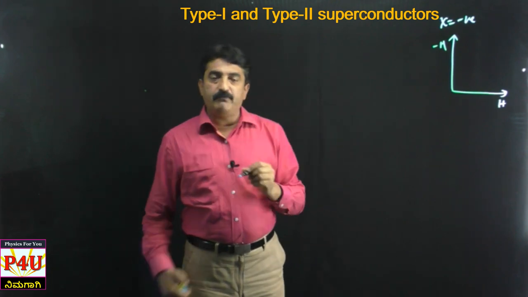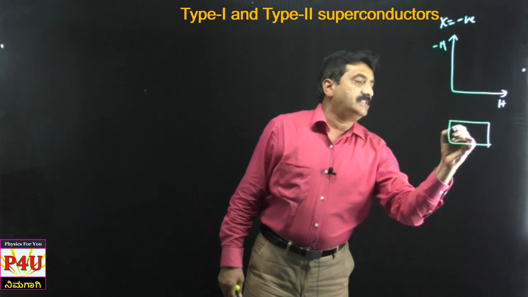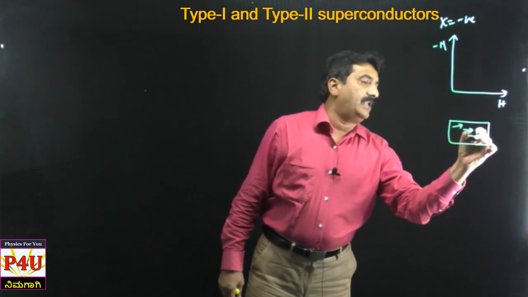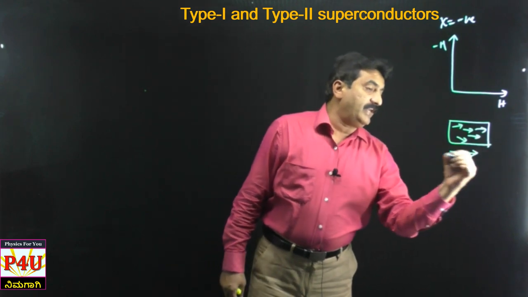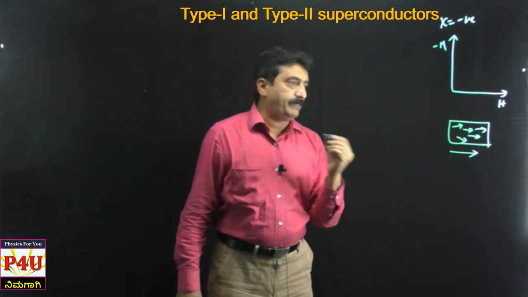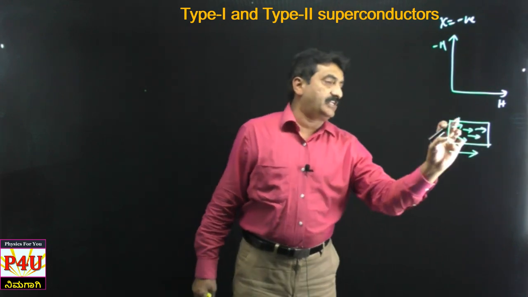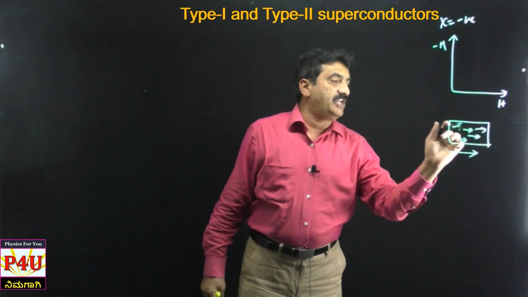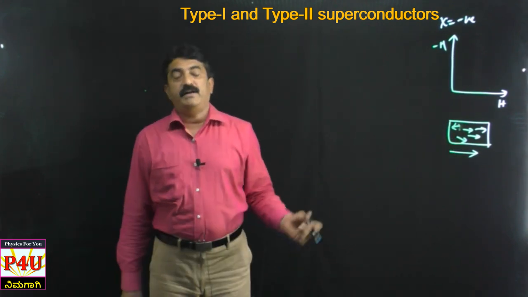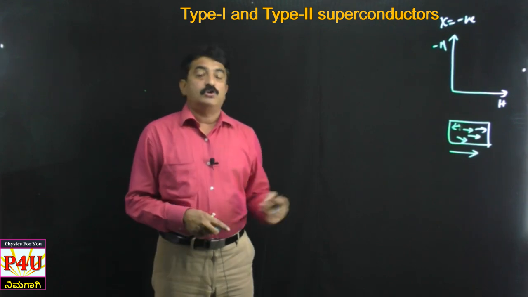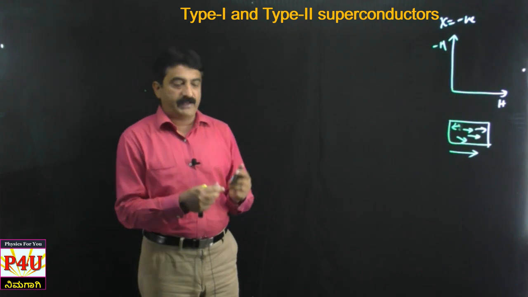What do you mean by negative magnetization? Suppose there is a specimen like this, and inside you have magnetic dipoles aligned in this particular direction. If you apply the magnetic field in the same direction, what happens? The dipoles will start orienting in the opposite direction. That means the direction will change. So the magnetic dipole moment is opposite to the applied field. The total magnetic dipole moment is called magnetization, or intensity of magnetization.